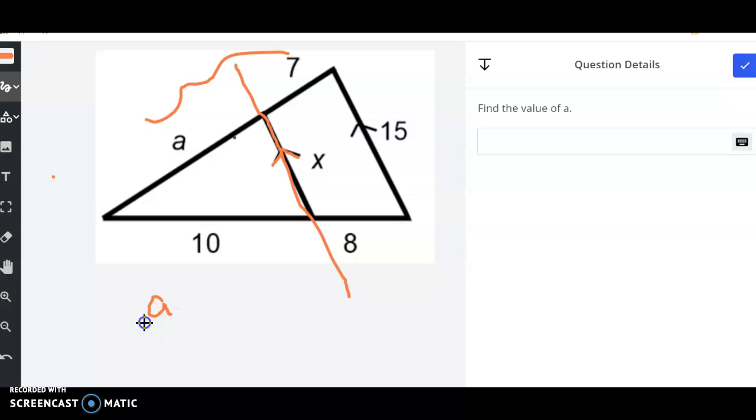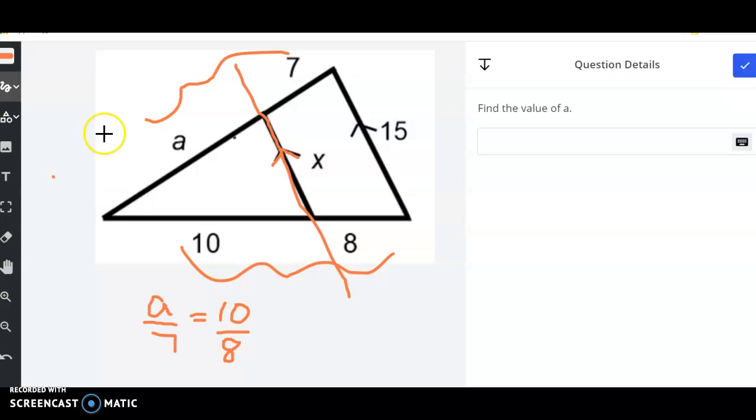A over 7 is equal to, and then go ahead and put this side on its own fraction, 10 over 8. And there's your setup to find A.